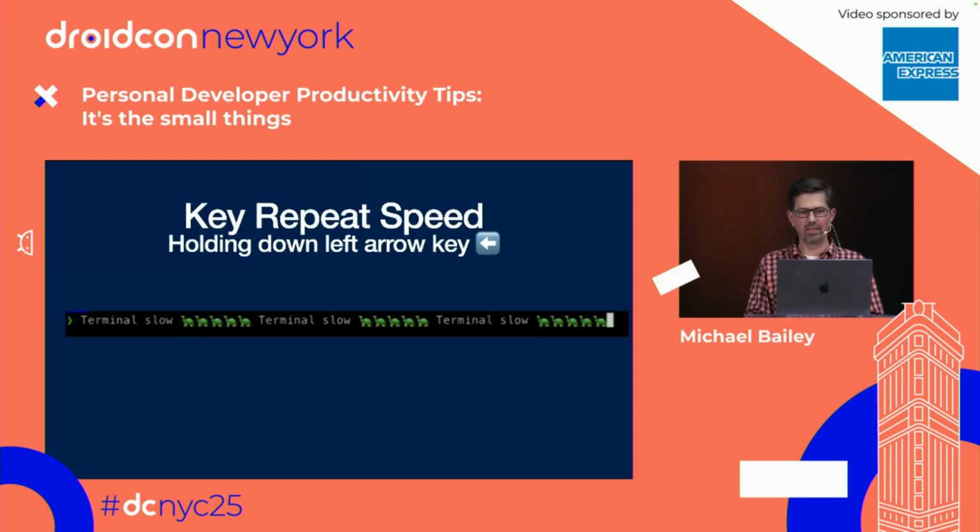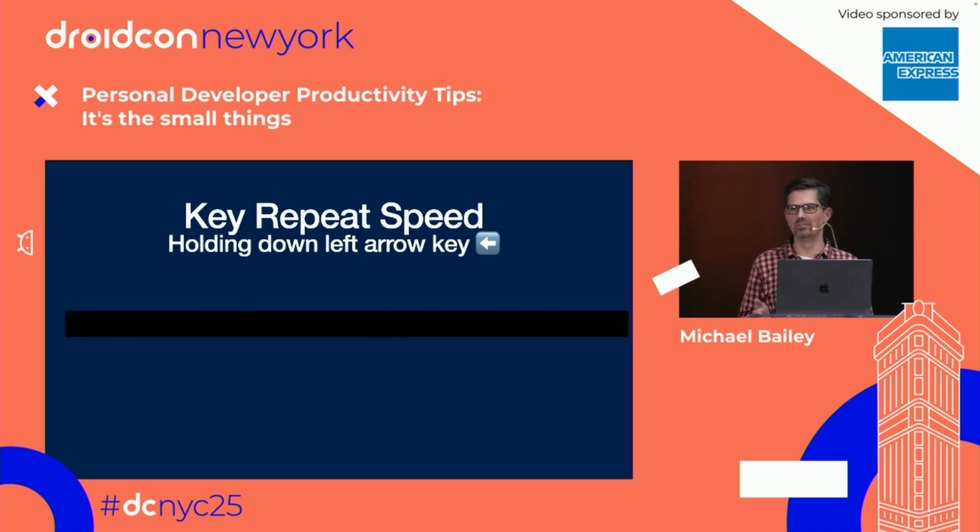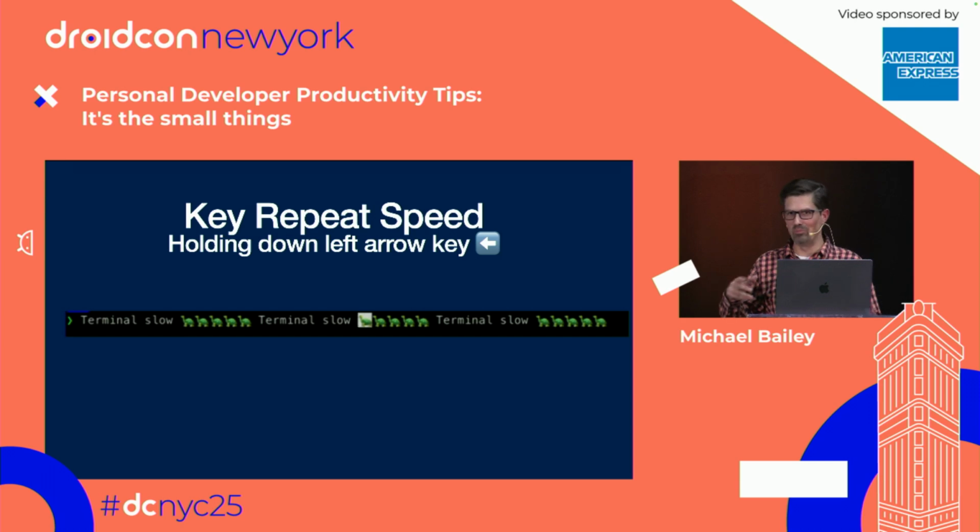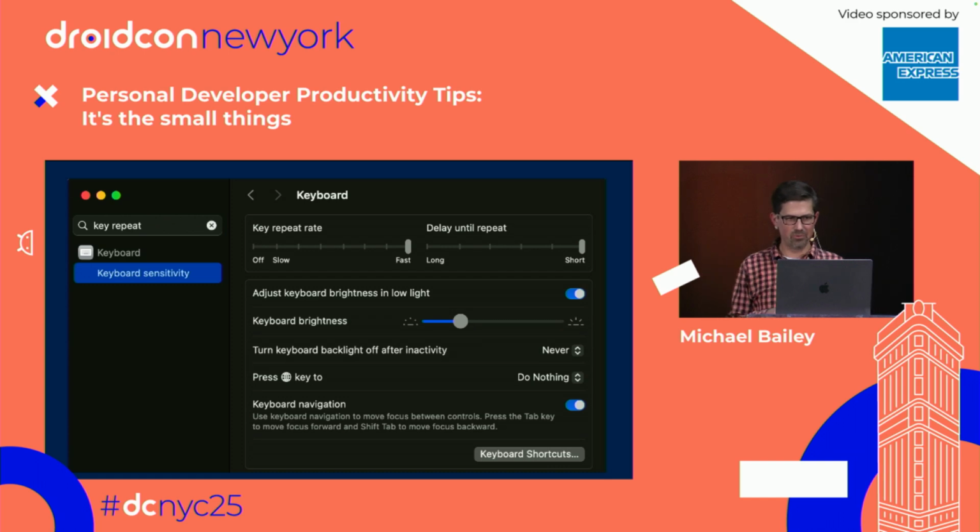All right, next tip, the key repeat speed. If you hold down, like, the left arrow, by default it's kind of slow. And I do this a lot. I'm moving around the cursor in my editor, in my terminal, in various places, and it doesn't move as fast as I want, and I'm impatient. So make it faster. Well, you can, again, search for key repeat in your settings. You can take it all the way to the fastest, and it will make that key repeat faster, so that when you're holding down any key on your keyboard, it sends that key more times per second.